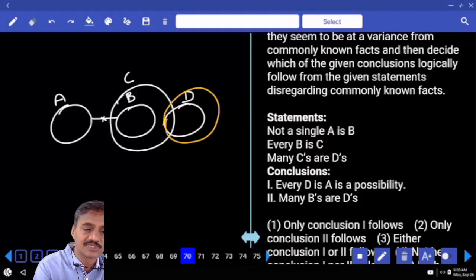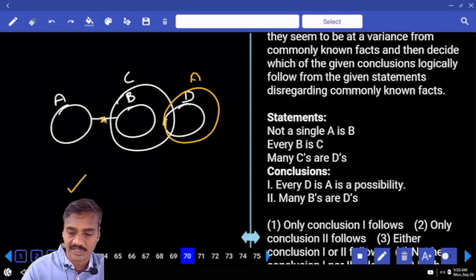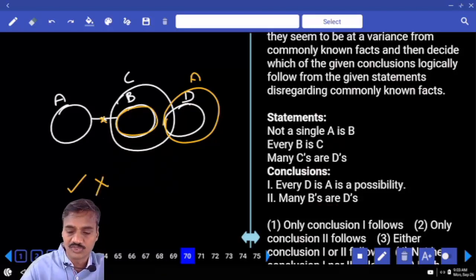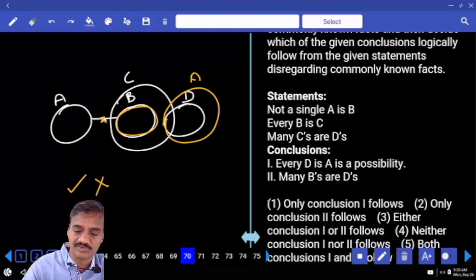A cannot be intersected with B. B తో కలవకుండా ఇలా రాయొచ్చు. Hence it is possible. Second, many B's are D's. Now B is here, D is here, there is no intersection between these two, that is false. Hence only one, that is choice 1, question number 70.